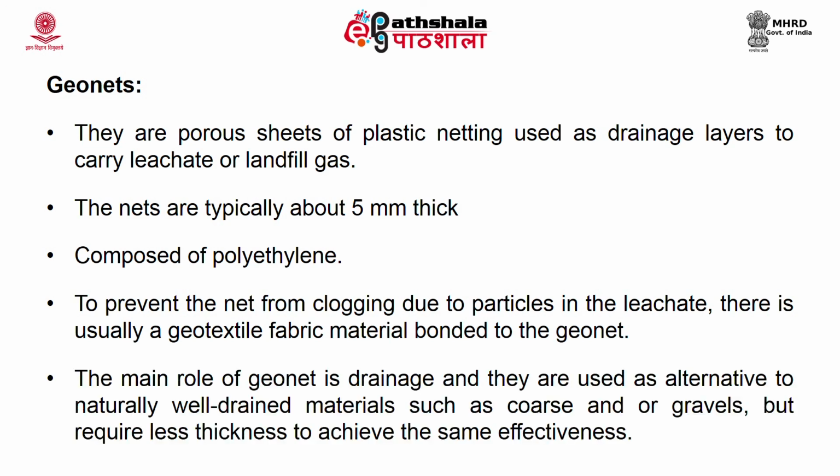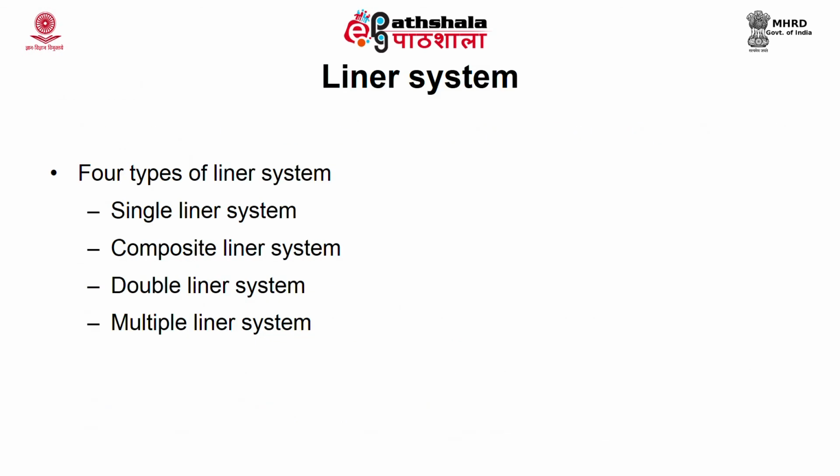So, the main role of geonet is drainage, and they are used as an alternative to naturally well drained materials, that is coarse gravel or sand. Though they are used to replace the well drained materials like coarse gravel, they require lesser thickness when compared to coarse gravel. So, that is more effective than coarse gravel. Now, we look into the different liner systems. As I told you earlier, a liner system is not just one material which is spread at the bottom or at the sides. It is a system which involves different layers.